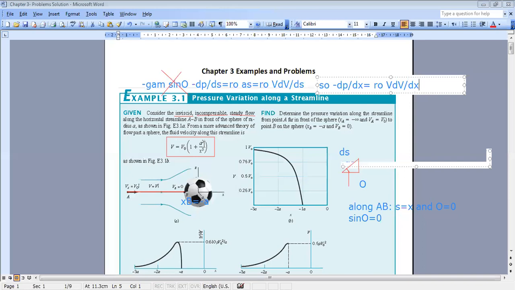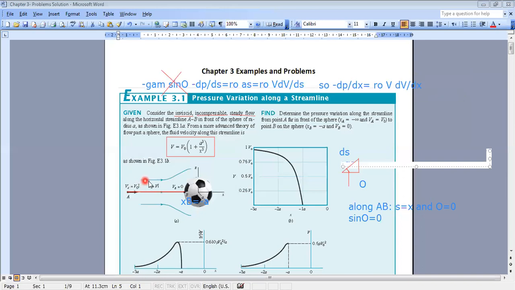All I have to do to determine my pressure variation along the streamline is to replace the v function by its value. Doctor, is it v dv by dx or dv by ds? What is ds? It's dx. Along streamline AB, s and x are the same, so you can replace s by x because we are interested in streamline AB. If you move along another streamline, it will be different.